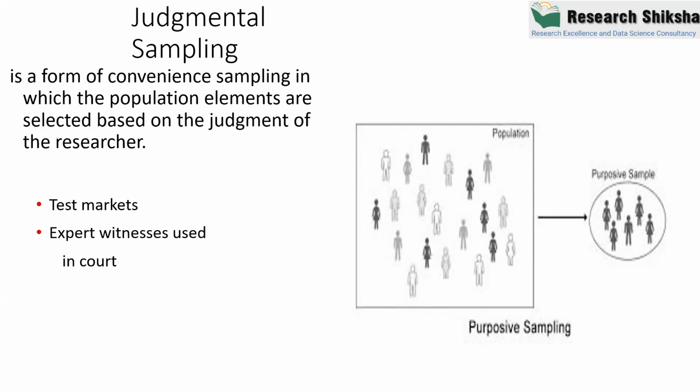So that's why I always suggest that if you are going for judgmental sampling, better you define at least 3 criteria. If the respondent qualifies these criteria, then you should collect the data. Otherwise, you should not collect the data from these people. So this method is called judgmental sampling.